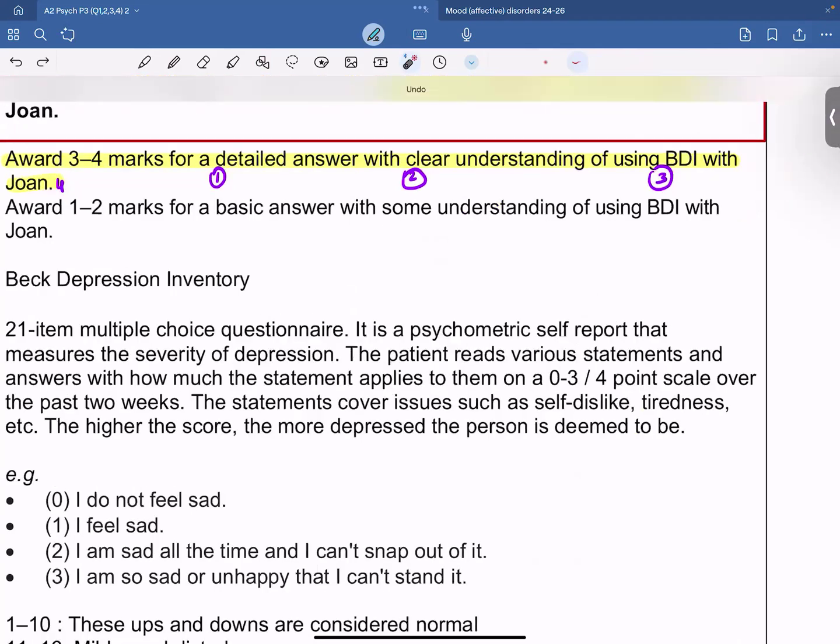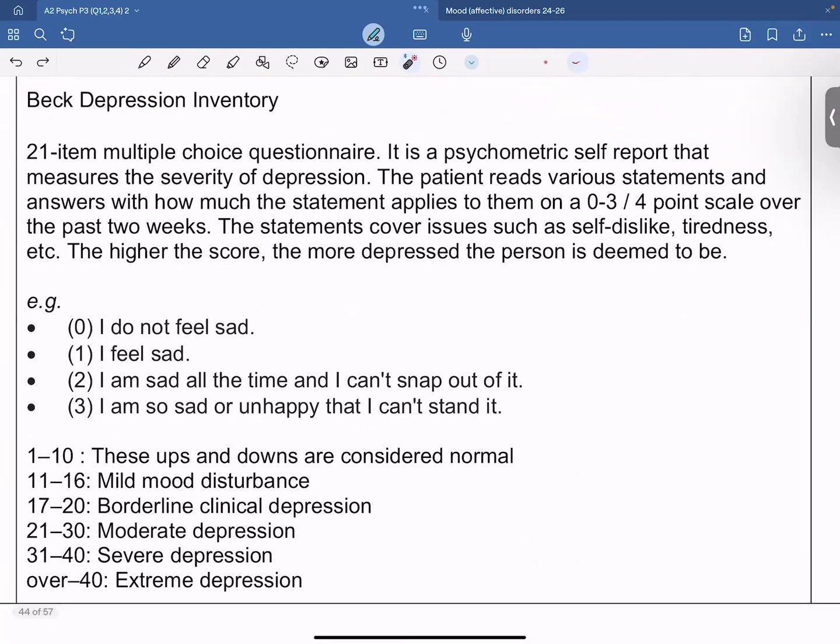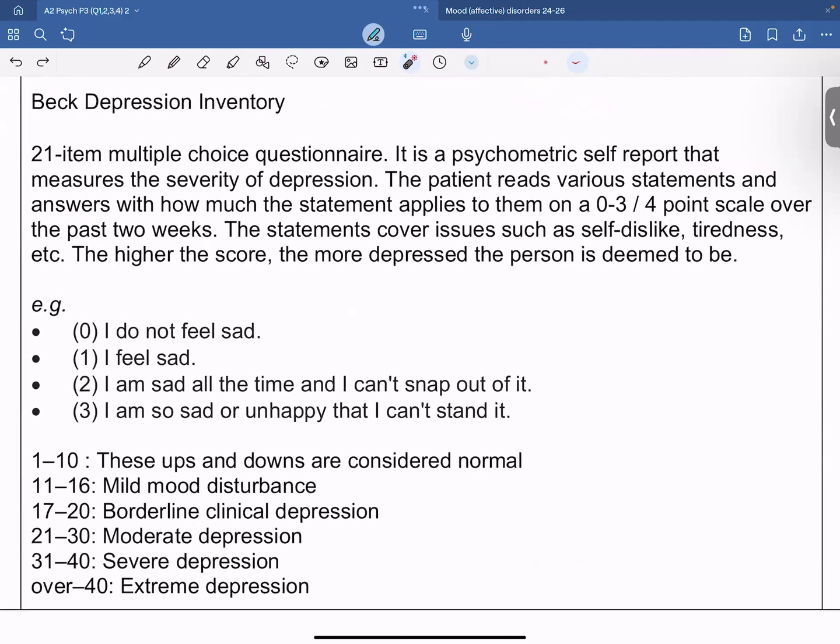What is BDI? That is Beck's depression inventory. Look at how amazingly this marking scheme has been done. I mean, we could use the same marking scheme for revision purposes as well. So about BDI, it is a psychometric measure. It's a 21-item multiple choice questionnaire. 21 items, number 1, number 2, multiple choice questionnaire. Let's turn this into a rainbow here. It is a psychometric self-report measure that measures the severity of depression. Let's pick up another color.